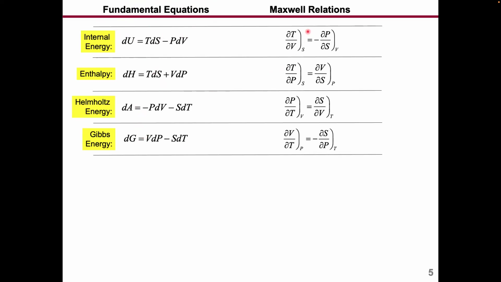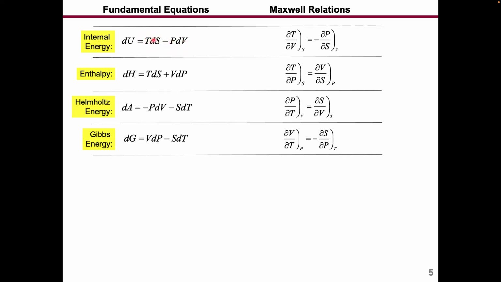And now mathematically, you can look at this differential equation and consider this a partial derivative with respect to S holding V constant, right? For the Maxwell relationship, basically, this is the first derivative, and then we can go ahead and take a second derivative. So basically, you take this and then take the derivative with respect to V, the second derivative with respect to V while holding S constant, right?